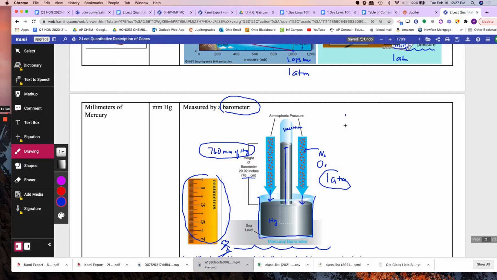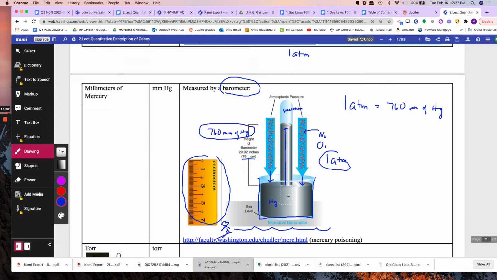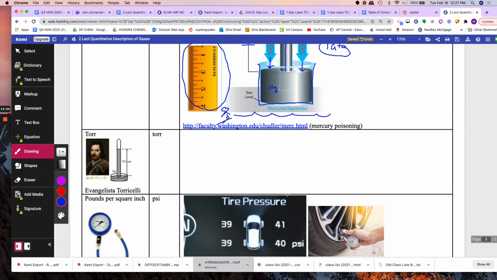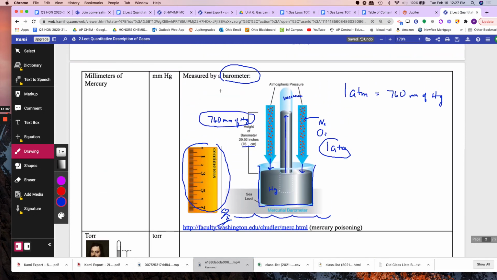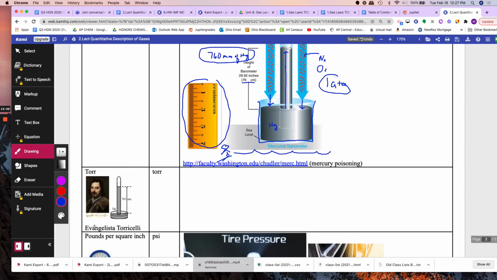So you have to remember that at sea level, which is 1 ATM, the mercury will go up 760 millimeters high. Millimeters of mercury. Okay, you can also use water in this column, but since water is not as dense, this tube needs to be really, really long, and it's going to go up very high. So they use mercury. It's a convenient substance. Okay, so now this barometer was discovered by a gentleman named Evangelista Torricelli.